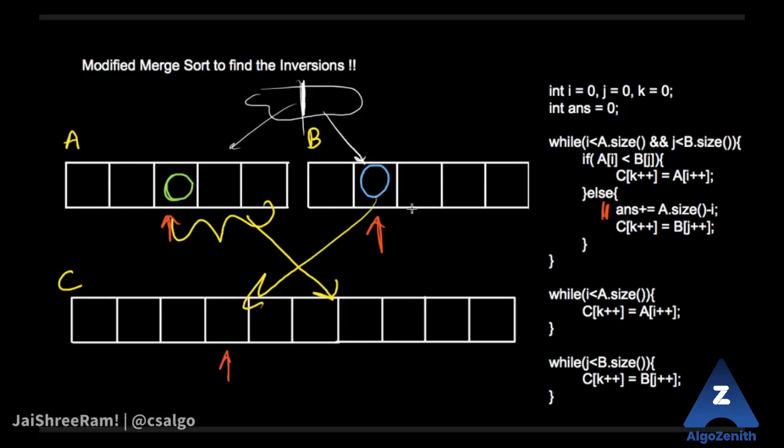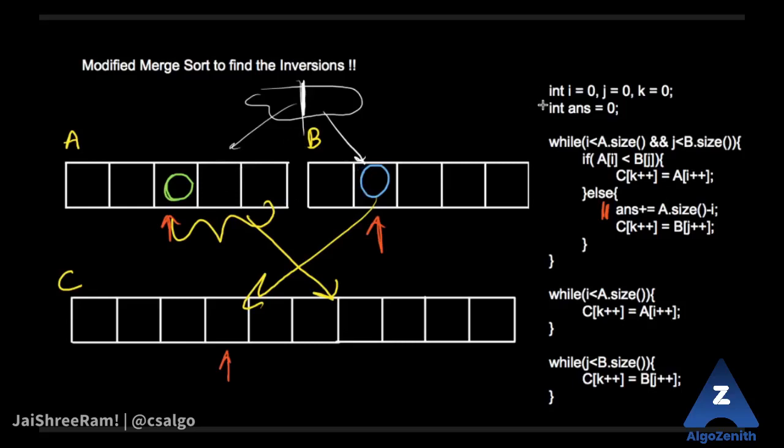When you are merging it up, if you place B over here, count the number of elements left in A, and those are all greater than this element. You know that if it's greater and it's before this particular element in the original array, it counts as an inversion. And this inversion is across this split, right?